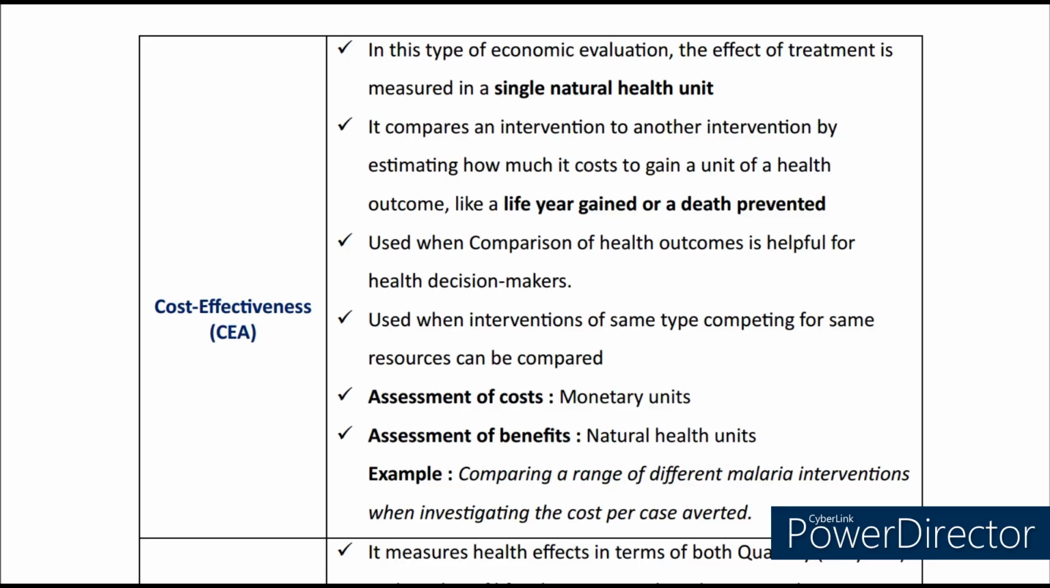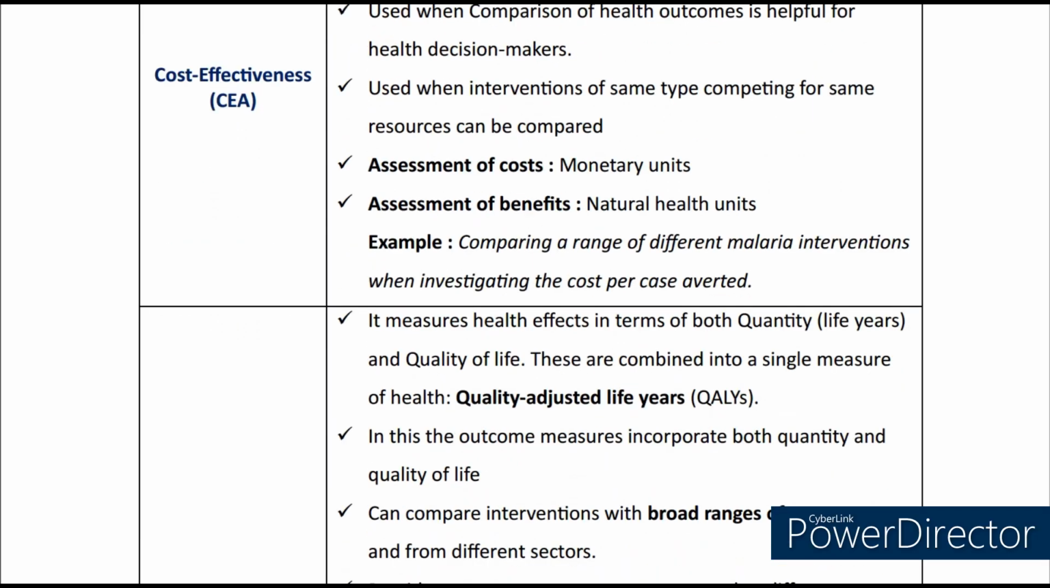So it is used when comparison of health outcomes is helpful for health decision makers. And then it is also used when interventions of same type competing for same resources can be compared. And the unit for assessment of cost is monetary unit, and the unit for assessment of benefits is the natural health unit. That is nothing but the life year gained or the death prevented. A simple example: comparing a range of different malaria interventions when investigating the cost per case averted.